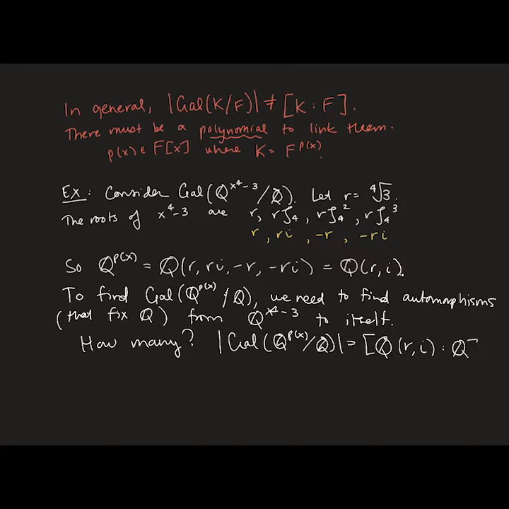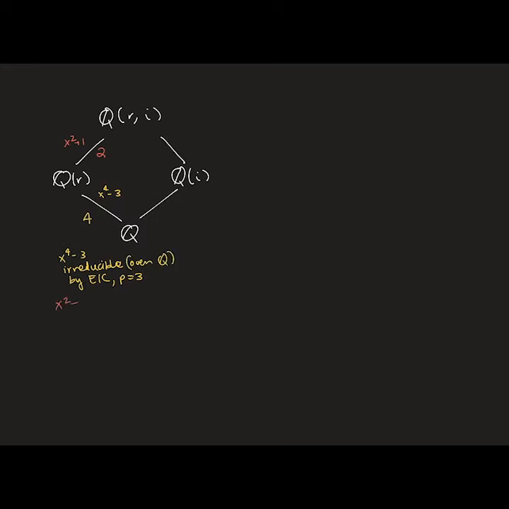Well, the dimension is going to be the dimension of Q adjoin r and i over Q. And so I'll make a field extension diagram to figure out how this works. So x to the fourth minus 3, that's irreducible over Q by Eisenstein's criterion with prime 3, and so we get that the dimension of Q adjoin r over Q is 4. And x squared plus 1 is irreducible over Q adjoin r by proposition 8.12, and so that has dimension 2. And we have that the dimension is multiplicative, so we get that 4 times 2 is 8, and Q adjoin r, i is dimension 8 over Q.